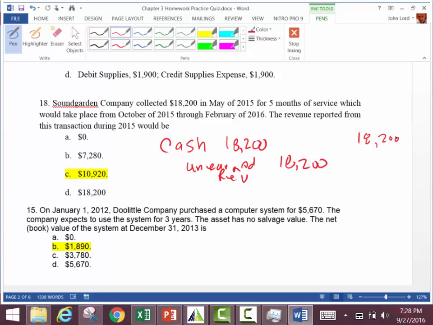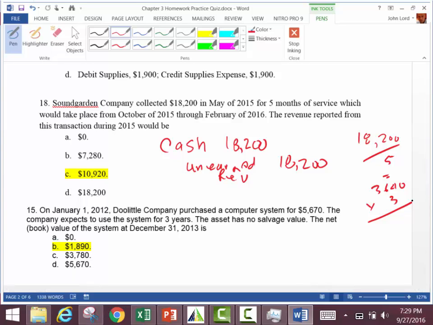So we have 18,200 divided by 5 equals 3,640. 3,640 times the 3 months.